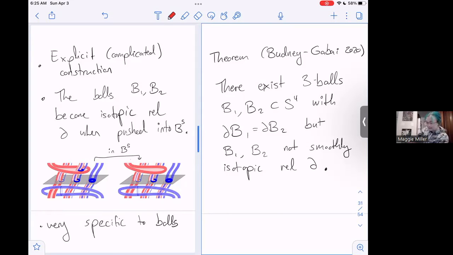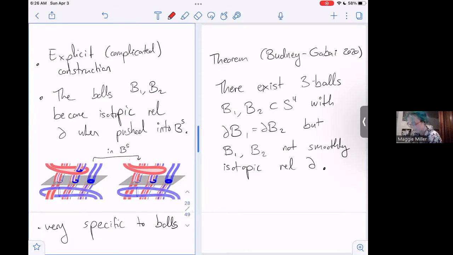But I will say that it's a very explicit construction. So if you do know what the three balls are, it's actually pretty obvious that they become isotopic rel boundary when you push their interiors into B5. So just like before, if I have S4 as the boundary of B5, then I could take my two three balls and just push their interiors into B5. That's a bad picture, but I hope that makes sense.